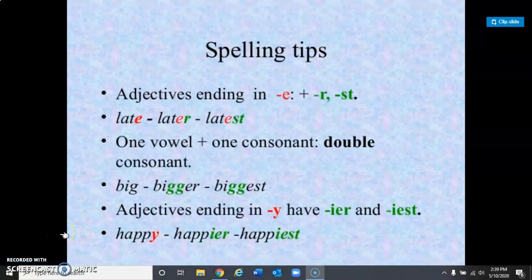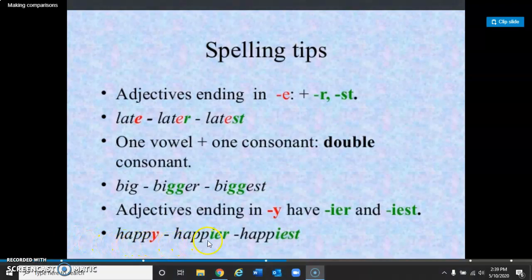Adjectives ending in Y have IER and IEST. So happy becomes happier and happiest. Of course, remember that rule where it has to have consonants before the Y.